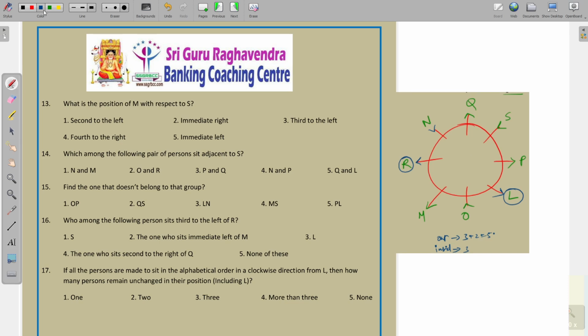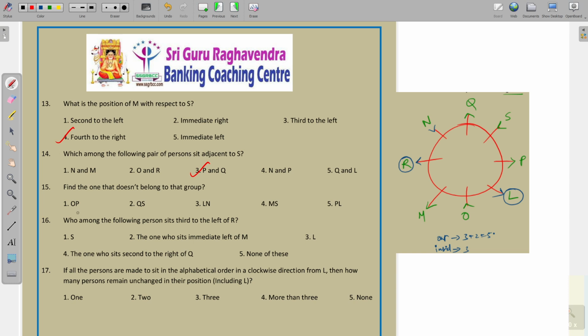See the question, student, once. See the first question, question number 13. What is the position of m with respect to s? So m here, s here, either 4th from right or 4th from left. So here only 4th from right. Which of the following pair of persons sit adjacent to s, that is q and p? Find the odd, so find the one that doesn't belong to the group.